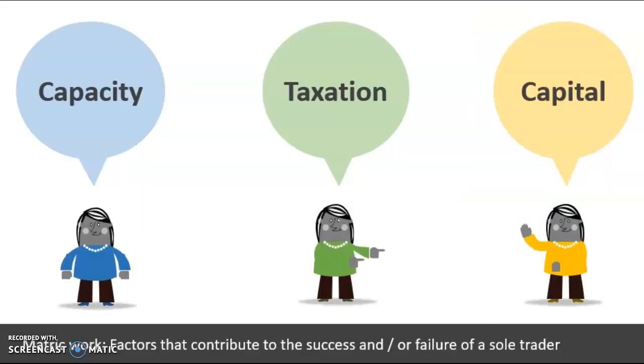So matrics, not only do you need to know the characteristics, advantages and disadvantages, you are going to be asked about the factors that contribute to the success and or failure of a sole trader. So the first issue we need to look at is what we call capacity. Capacity refers to the ability of management to start and to operate this business as planned.